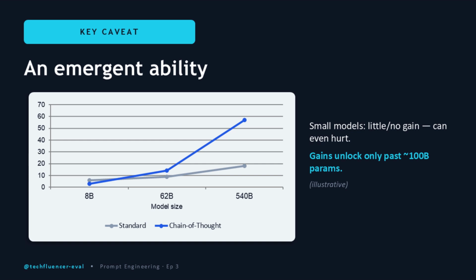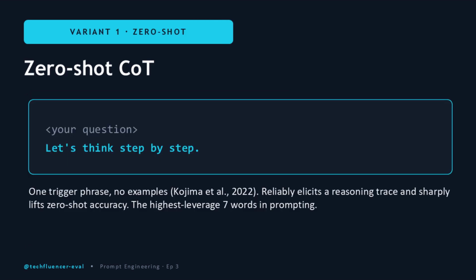There are several ways to invoke it. The simplest is zero-shot chain of thought, from Kojima and colleagues. You add one line. Let's think step by step. No examples needed. That single phrase reliably triggers a reasoning trace and was shown to massively improve zero-shot accuracy on reasoning tasks. It is the highest leverage 7 words in prompting.